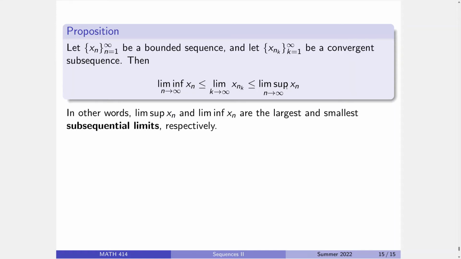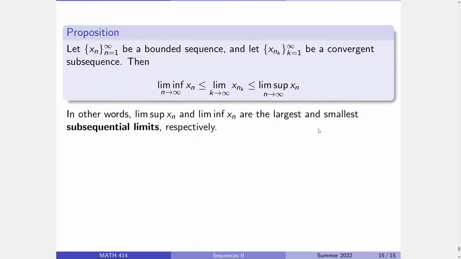Another reading of this, lim-inf, remember, is the limit of a subsequence. And so is lim-sup. And this says that for any subsequence that converges, whatever it converges to cannot be less than the limit inferior, and it cannot exceed the limit superior. So in other words, lim-sup and lim-inf are the largest and smallest subsequential limits. So any subsequence that converges, wherever that converges, it has to be between the lim-inf and the lim-sup, no matter what.